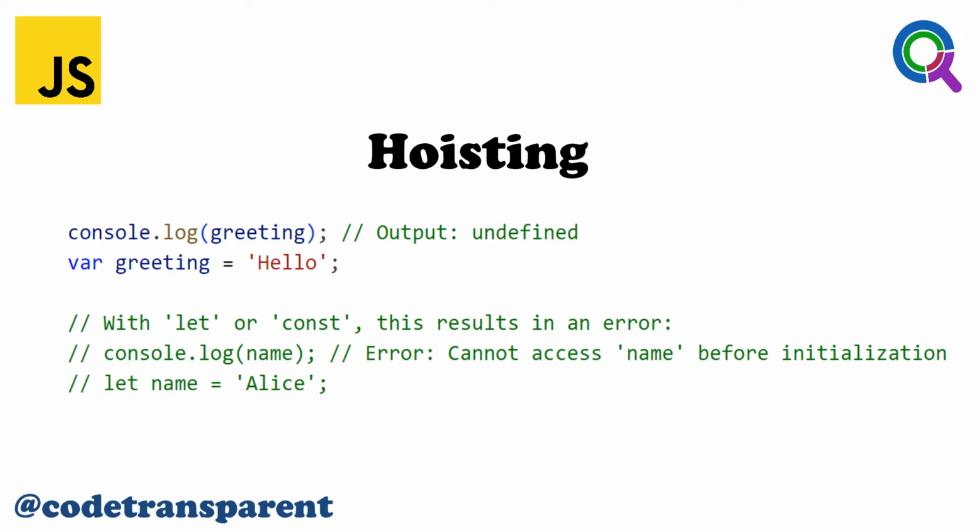JavaScript has a feature called hoisting, where variable declarations are moved to the top of their scope during execution. However, this only applies to the declaration, not the assignment. For example, using a variable declared with var before its declaration results in undefined, while doing the same with let or const throws an error.